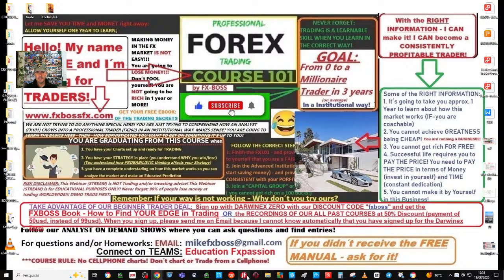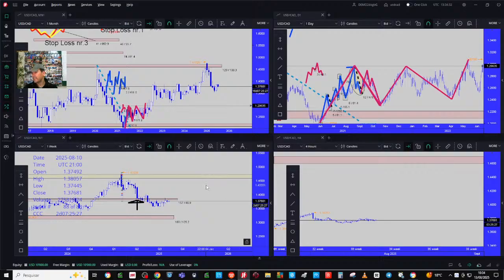That being said, everybody, let's go to charts, okay? And how to trade higher time frames.